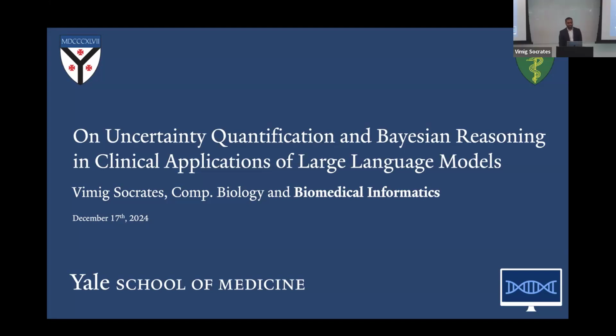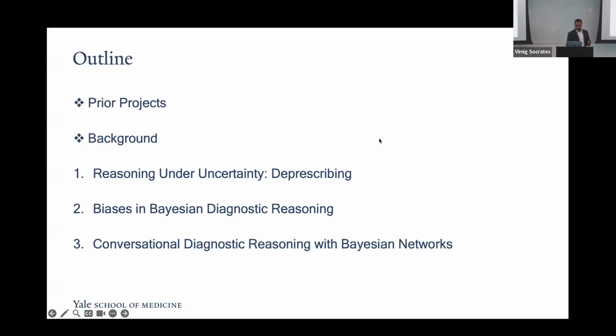So the title of my dissertation is Uncertainty Quantification and Bayesian Reasoning in Clinical Applications of Large Language Models. Just a little bit of background on what I'm going to go through. I'll talk through some of my prior projects and then do a little bit of background that's relevant to how I'm framing the dissertation as a whole. And then I'll go through the three main projects that I had as part of my dissertation and how those are helping us draw some conclusions around the framing that I've put into it.